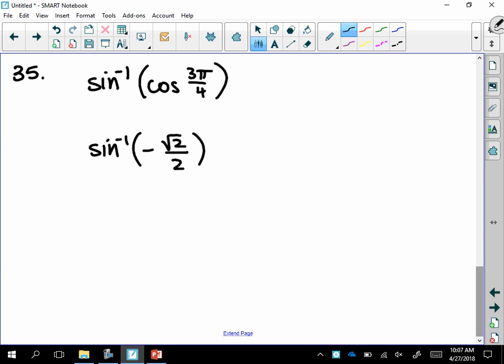Okay. And now we're trying to find the inverse sine of negative square root of 2 over 2, which, when does sine take on negative values? In the third or fourth quadrant, but because it's inverse sine, we're going to choose the fourth quadrant. And the angle where sine is square root of 2 over 2 is pi over 4. But if I want the one down in the fourth quadrant, I'll just choose negative pi over 4.